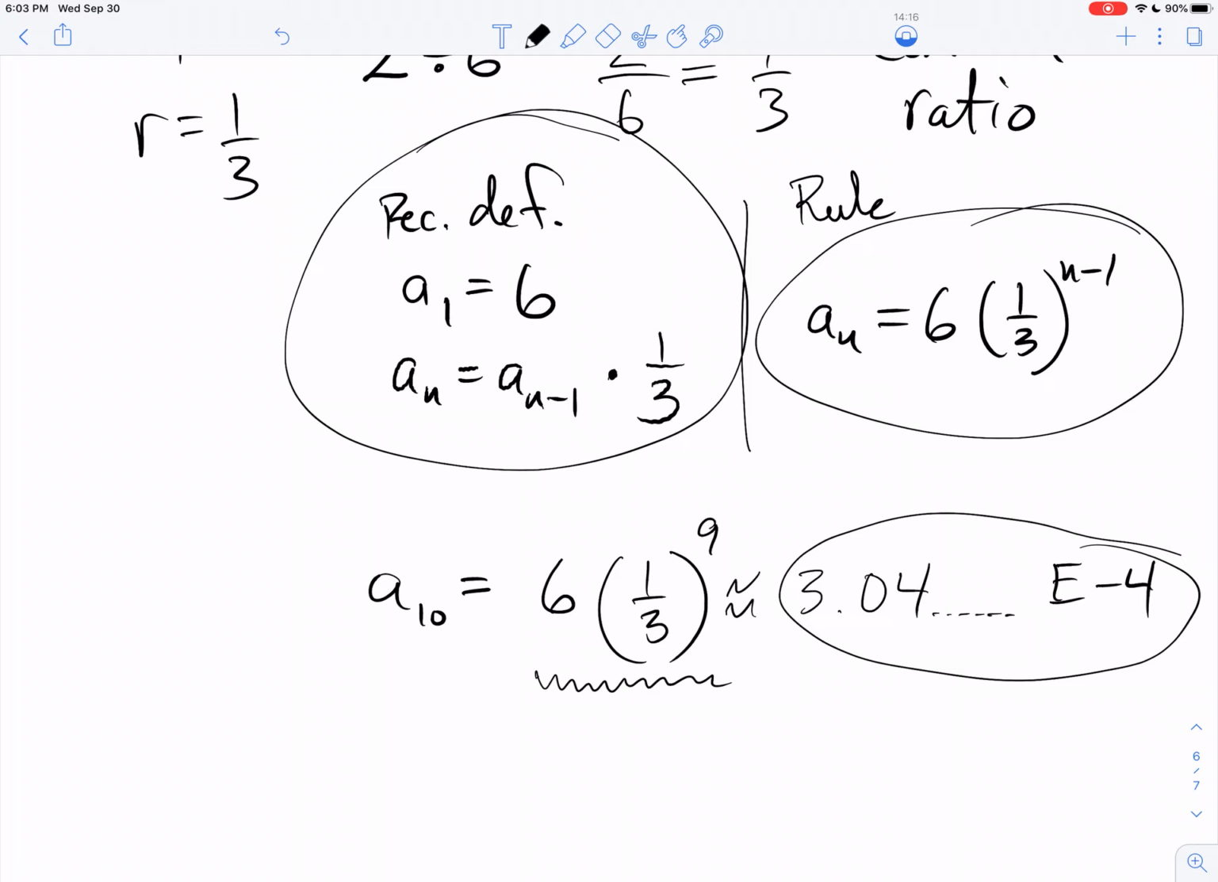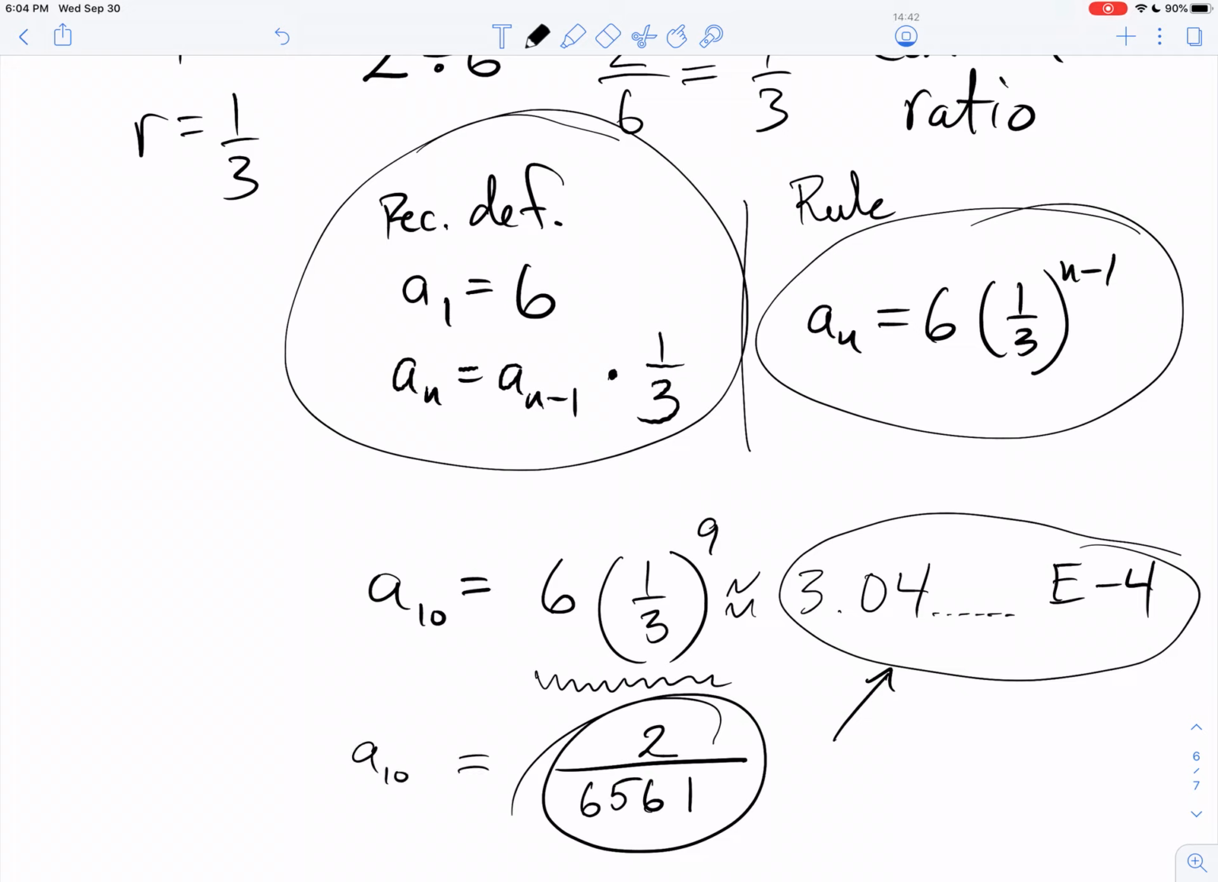Well, I'm going to hit Math Frac. And if you're lucky, if your calculator is one of the newest models, then your calculator will Math Frac this weird decimal. And your calculator will say unto you, the answer is 2 over 6,561. That is the fractional answer for number 10, or for the 10th term. Now hold on a second.